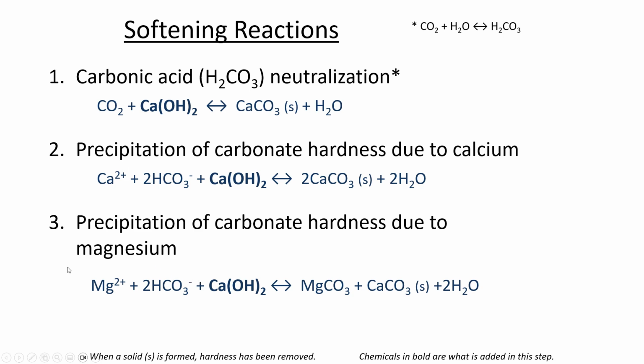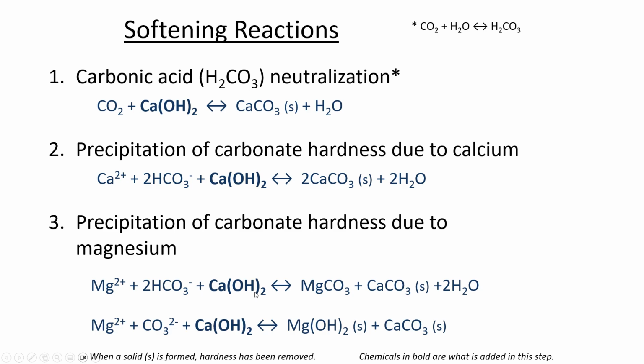And we can only have this reaction if there is some carbonate in the water. So if there's not carbonate in the water and we want to get rid of the magnesium, then we'd have to add the sodium bicarbonate and also the hydrated lime. Okay, so you can get magnesium hydroxide as a precipitate.